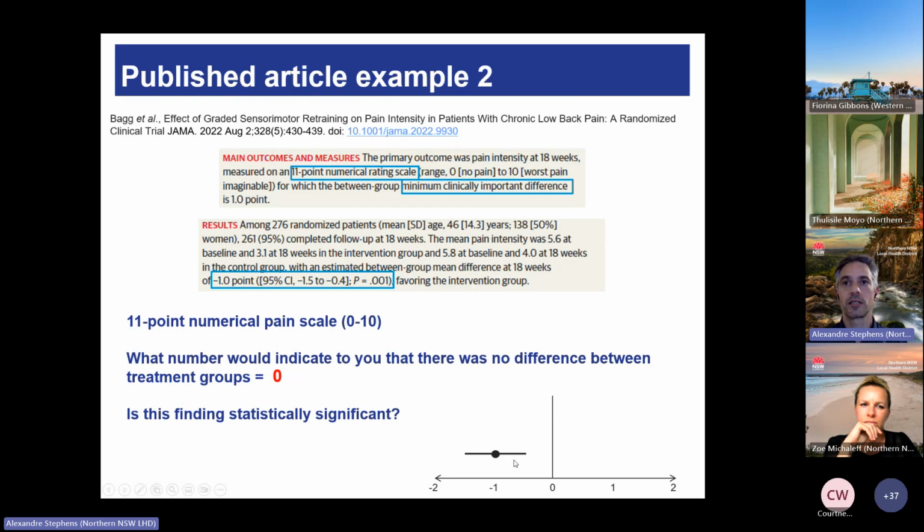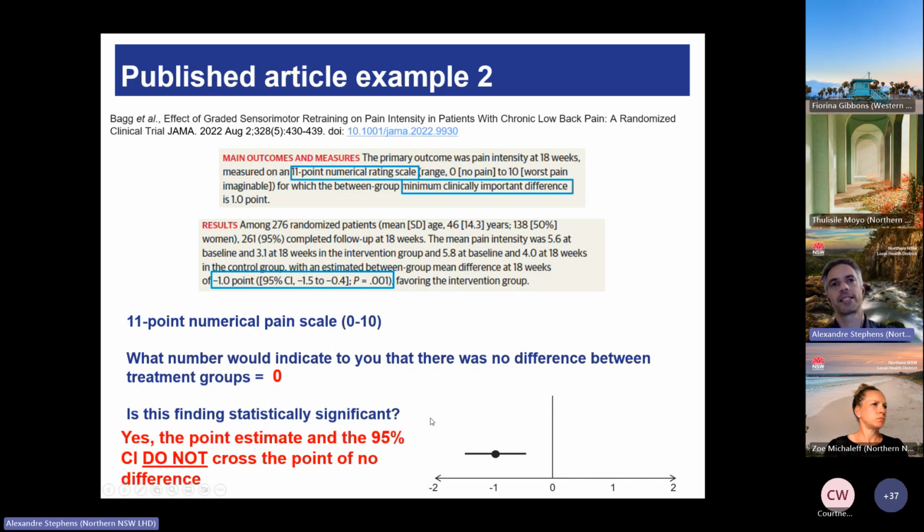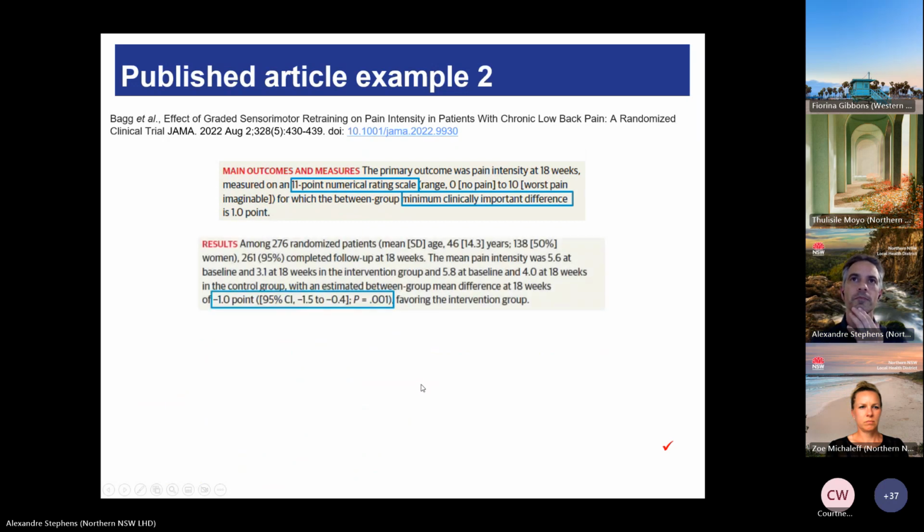It could be as low as that, could be as high as there, but ultimately either the lower bound or the upper bound certainly exceeds the point of no difference, which is 0. So this is also a statistically significant result. And we can do a little exercise here to verify by having a look at the p-value.